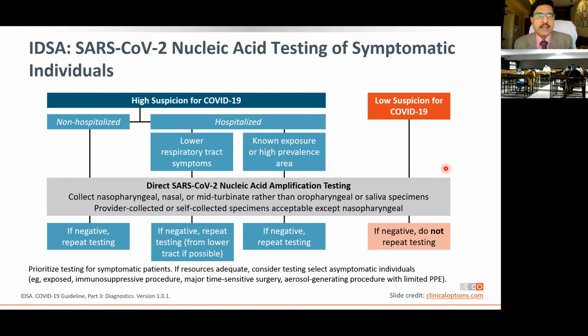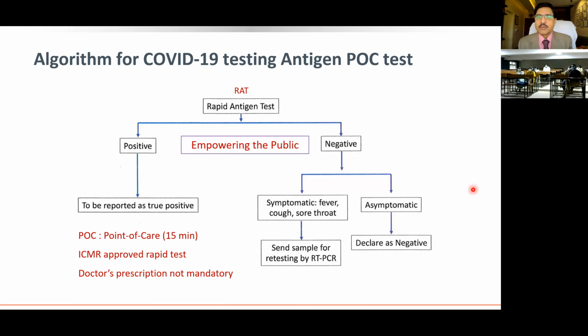Now, the IDSA, that is the Infectious Diseases Society of America, SARS-CoV-2 nucleic acid testing, we have seen this slide. Highly suspected people, low suspected people. Highly suspected, non-hospitalized, hospitalized: you do the test. If the test is positive, of course, they are in the case category. If it is negative, repeat the testing for all of them. Suppose there is a low suspicion of COVID symptoms and the test is negative, you don't have to repeat the test. Somebody who does not have respiratory symptoms, no fever, no loss of smell, and is a contact in the family, tested negative, is unlikely to be COVID positive again.